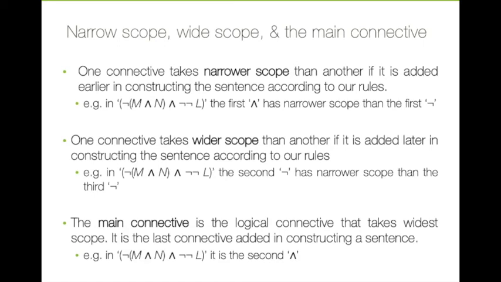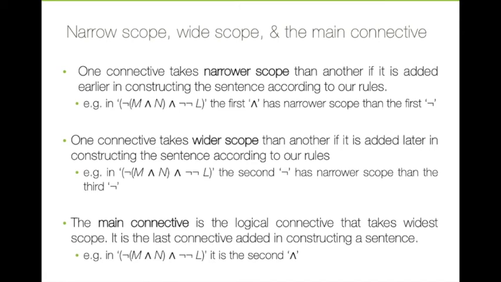One connective takes narrower scope than another if it is added earlier in constructing the sentence, according to our rules. So not M and N can be constructed only once we've written the conjunction M and N. You can only take the negation once you've got the conjunction. So that first conjunction symbol takes narrower scope than the first negation.